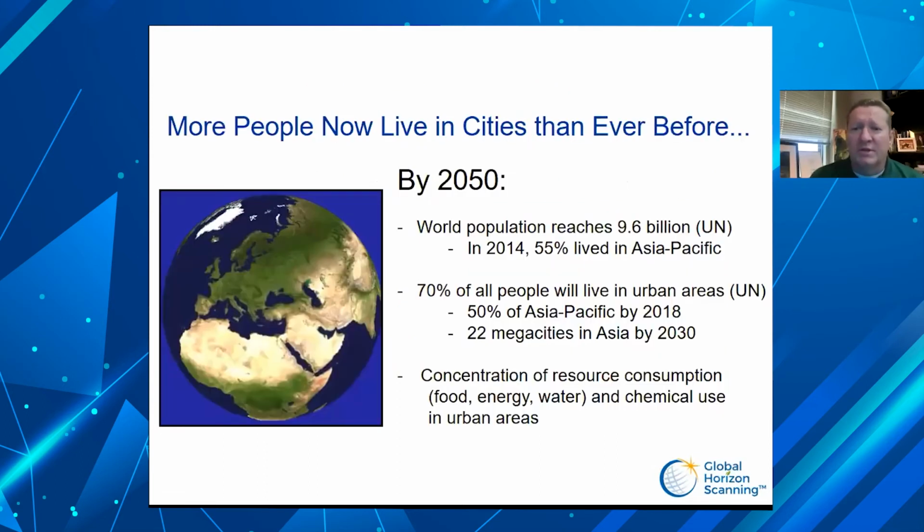Obviously, more people live in cities now than ever before. And we know that by 2050, 70% of all people will live in urban areas. If we just look at the Asia Pacific region, over 20 megacities will emerge by 2030. So we're concentrating resources like food, energy, and water in cities in terms of their use, which creates tremendous opportunities for smarter cities to be efficient, to be able to design and implement technologies that actually sustain human populations and protect the natural world. But we're also seeing a concentration of chemical consumption in those cities. So this is creating some challenges.